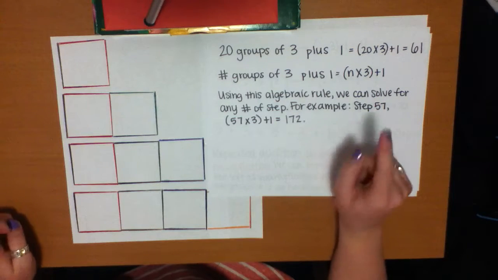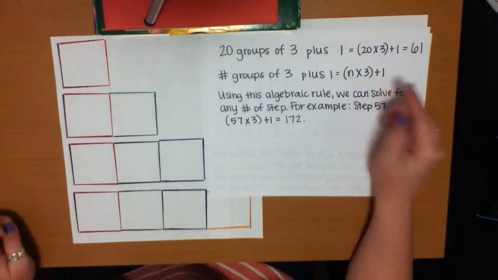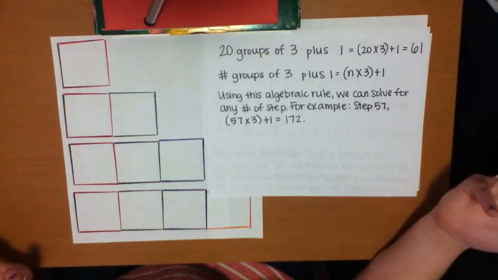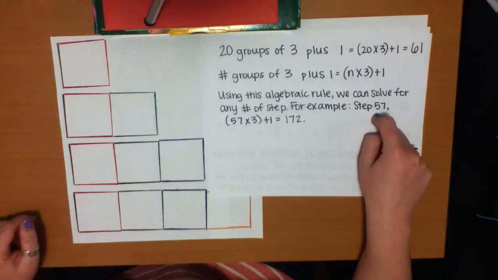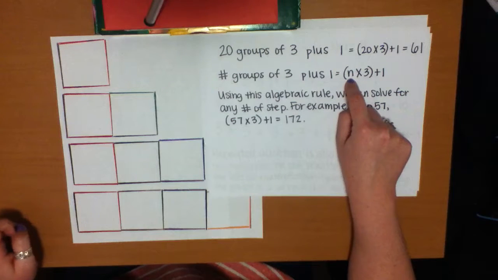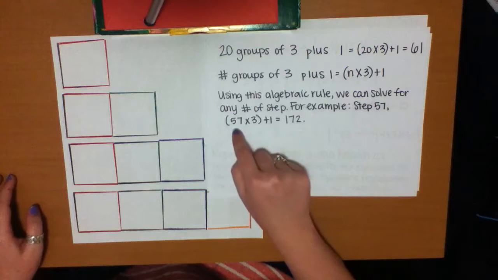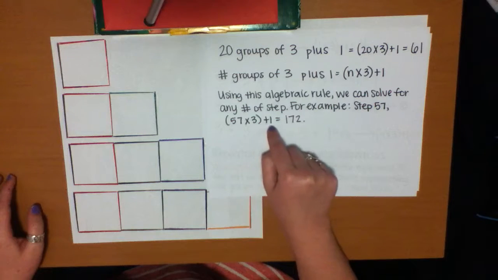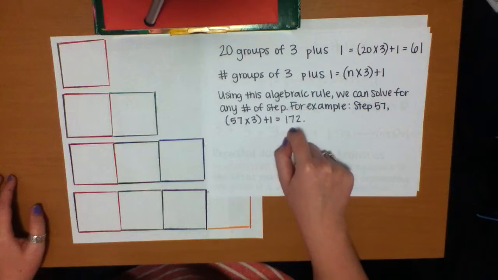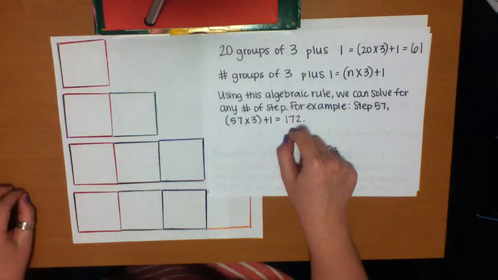We can use the algebraic rule of n times 3 plus 1. So using this algebraic rule, let's solve for step 57. We would plug 57 into our equation and substitute it for the n in the equation. So 57 times 3 plus 1 equals 172 toothpicks. In doing all of this, we have explained the process of finding an algebraic rule by using linear patterns.